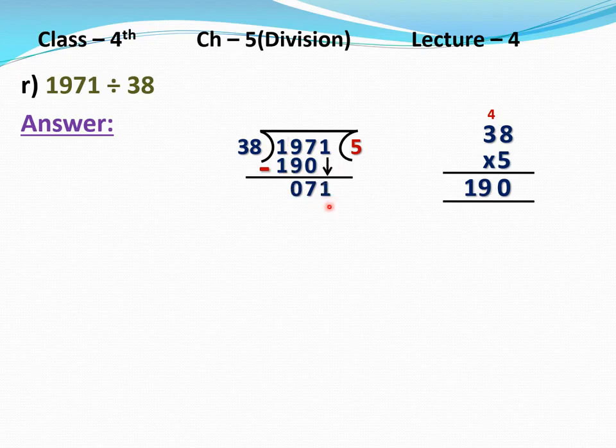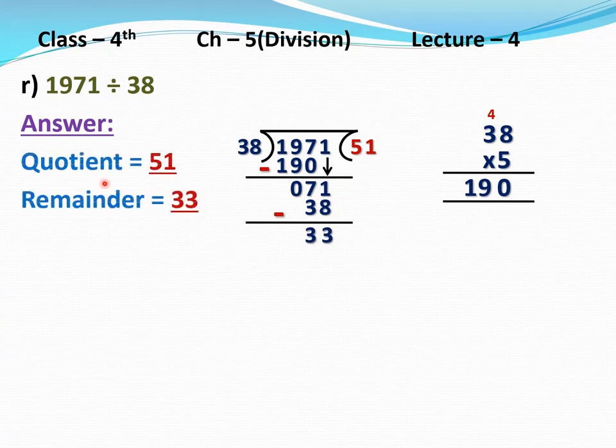That is 71. Okay. Now multiply 38 by 1, that is equal to 38. Now we will do subtraction. 1 minus 8, it is not possible, so we will take a borrow from this 7. So this 7 will become 6 and this 1 will become 11. 11 minus 8, 3, write 3 here. 6 minus 3, 3, write 3 here. Hence quotient is equal to 51 and remainder is equal to 33. Write down quotient equal to 51 and remainder equal to 33.